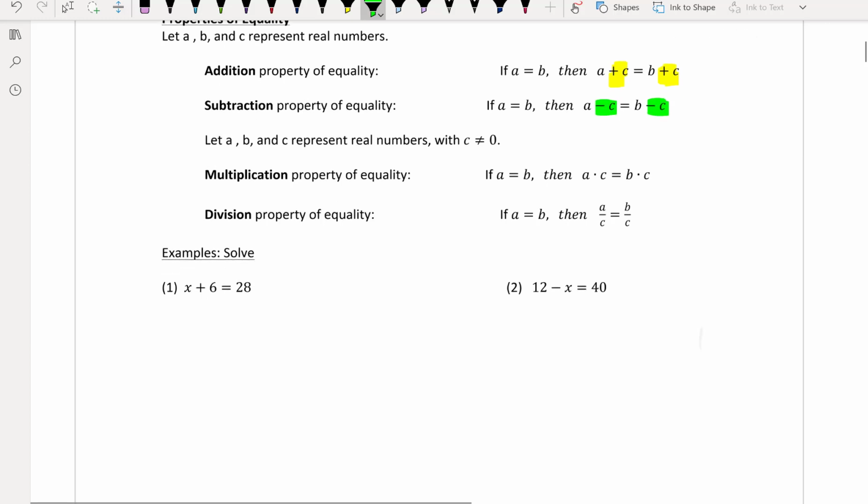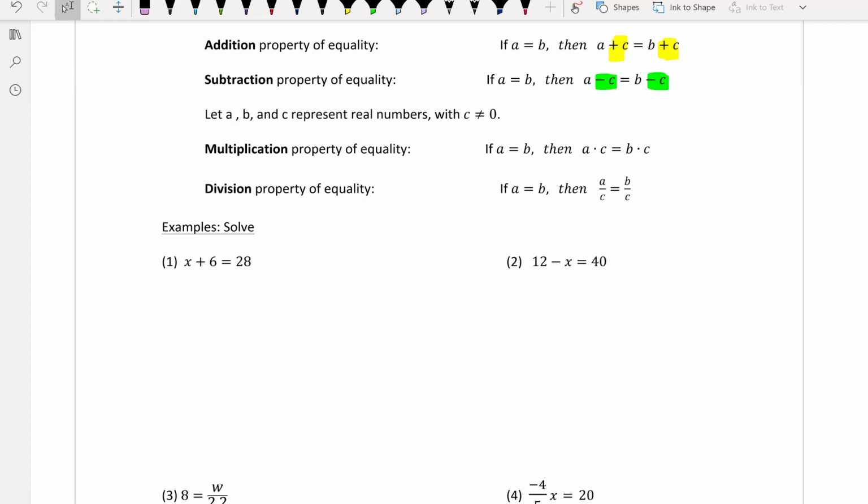So for multiplication, it's the same process. So if you multiply by the same value, they're going to be equal. And if you divide by the same value, it's also going to be equal. So let's go ahead and keep these rules in mind. And that's going to kind of guide us on isolating the variable. So for the first example, number 1, we have x plus 6 is equal to 28. So what we're going to do, since that is addition, the opposite of addition is subtraction. So minus 6, minus 6.